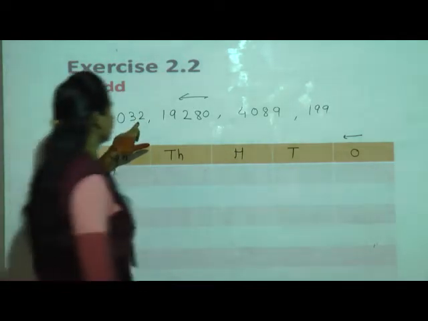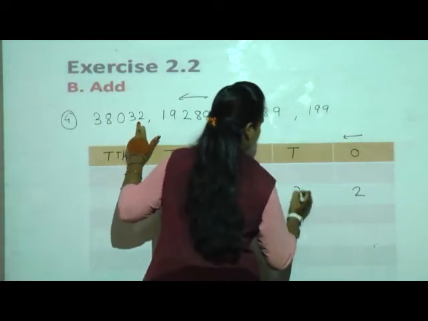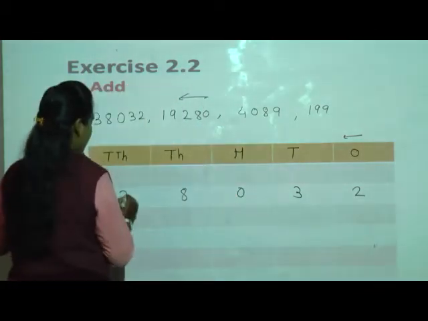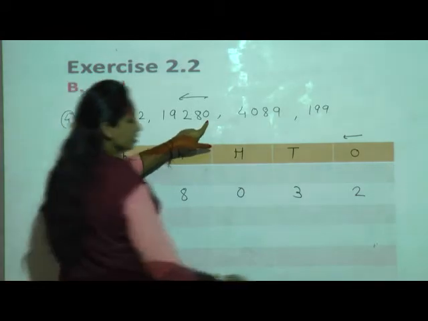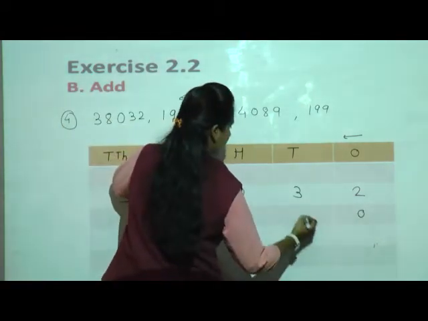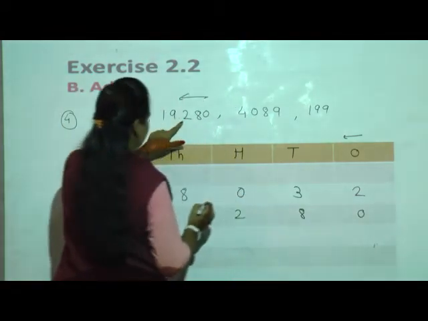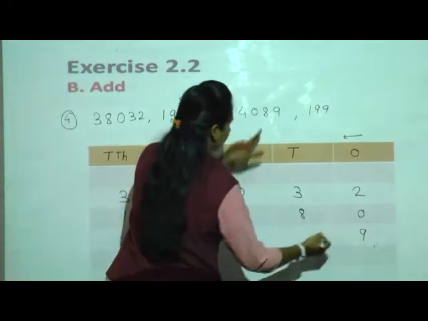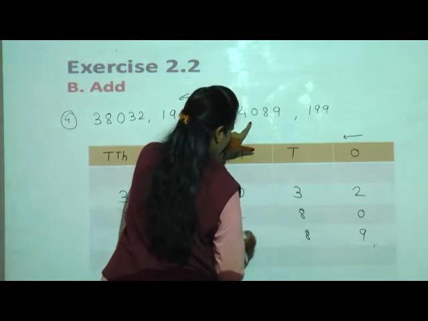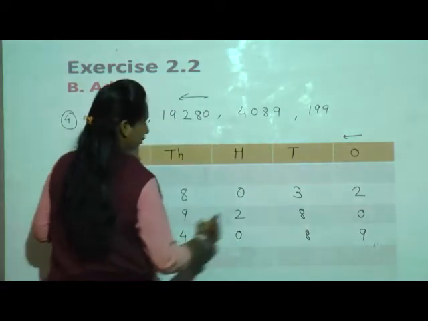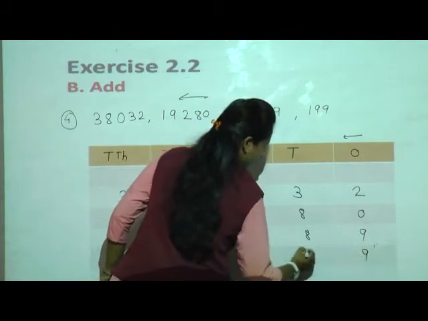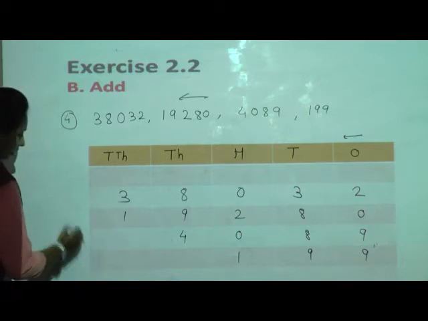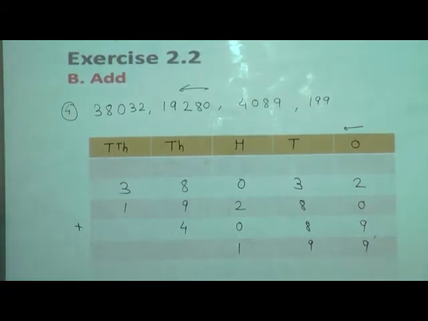Yes. Now 2, 3, 0, 8 and 3. The next number, starting from the right side, is 0, 8, 2, 9 and 1. Then 9, 8, 0, 4. And the 9, 9 and 1. Okay, now we have to do the addition of these numbers.